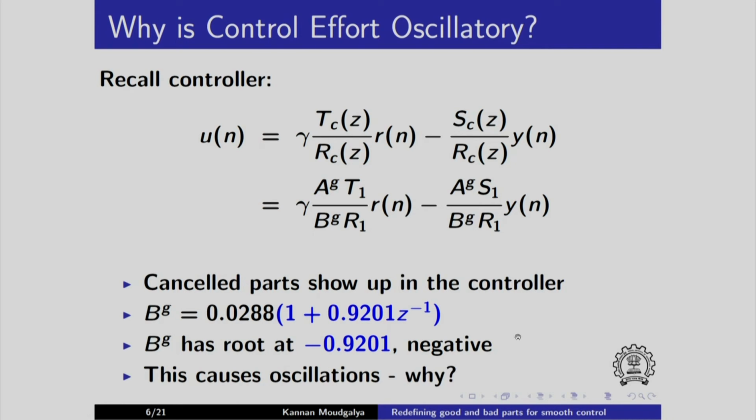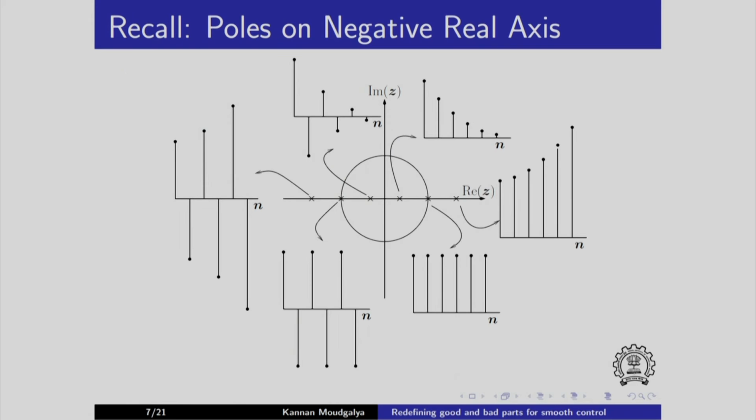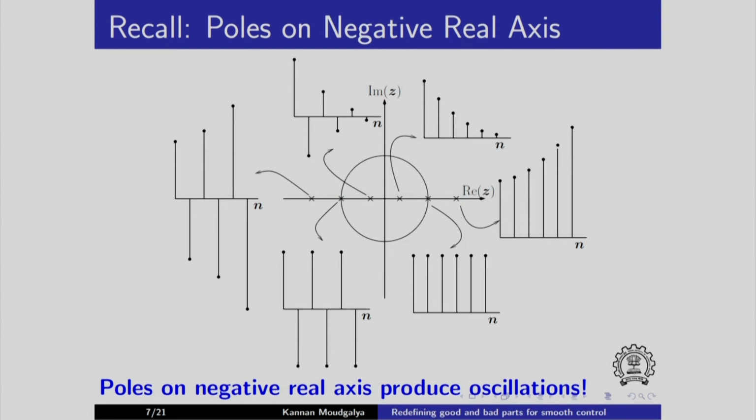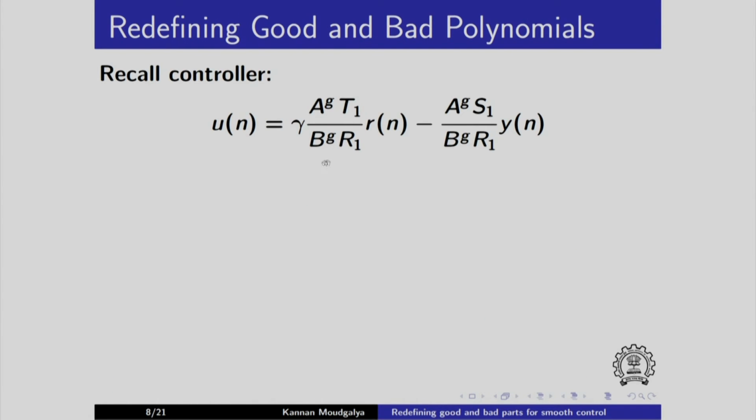This causes oscillations. Why? Recall what happens when we have poles on the negative real axis. They introduce oscillations. Our controller has a pole at minus 0.9201, because of the way we have taken our good B, and hence the control effort is oscillatory. Okay, we have this BG appearing here. This is the troublemaker, so we need to get rid of this.